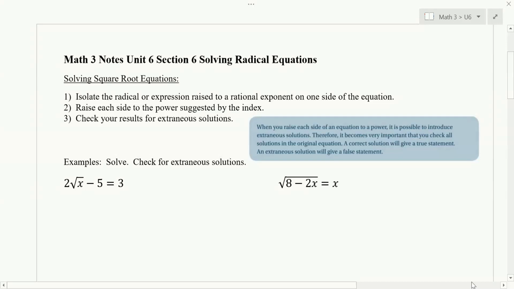Okay, we are going to look today at solving radical equations. We know how to add, subtract, multiply, and divide, or at least we're learning how to do those things. And so now we're going to get to how we solve equations that involve radicals.